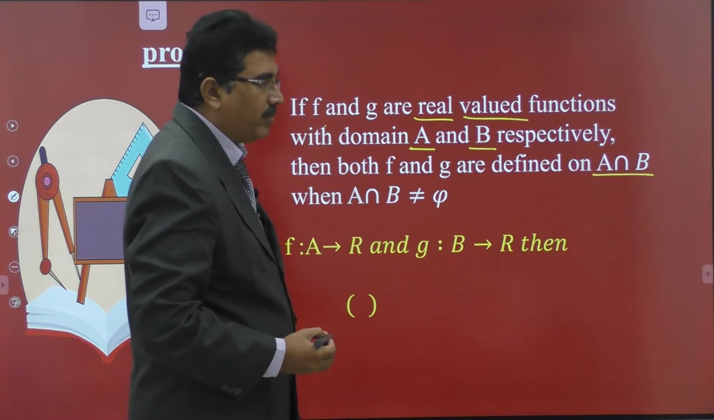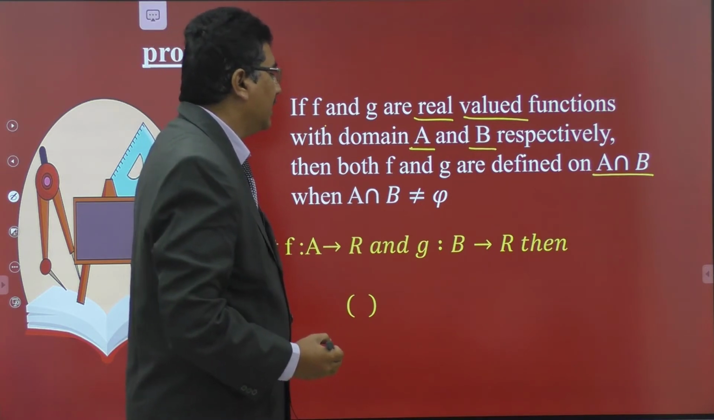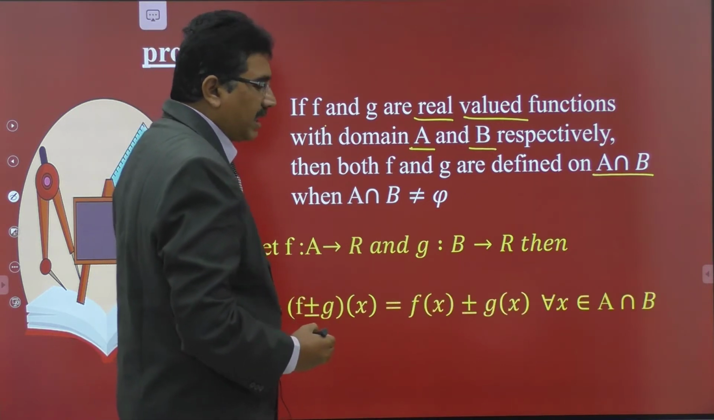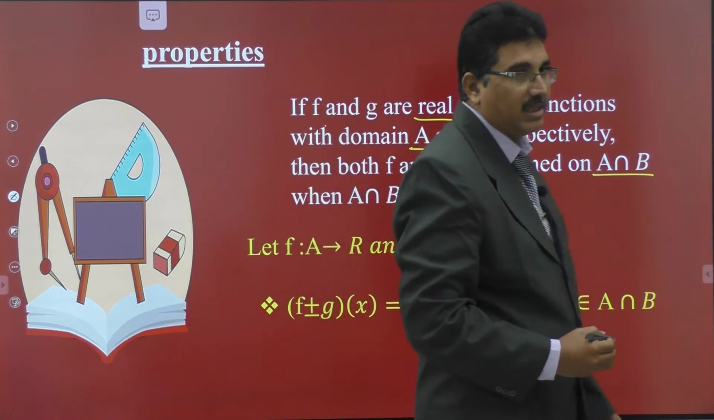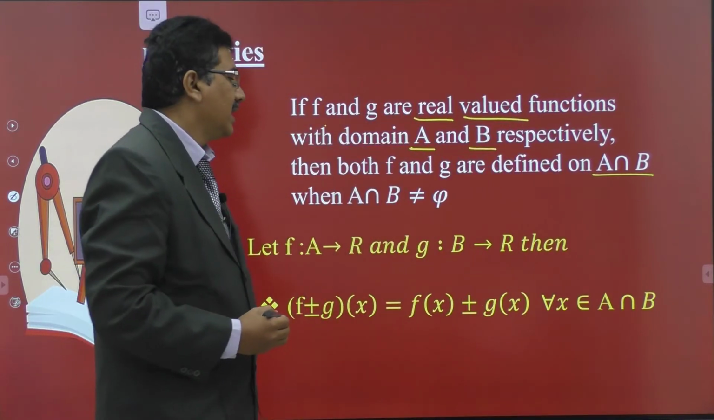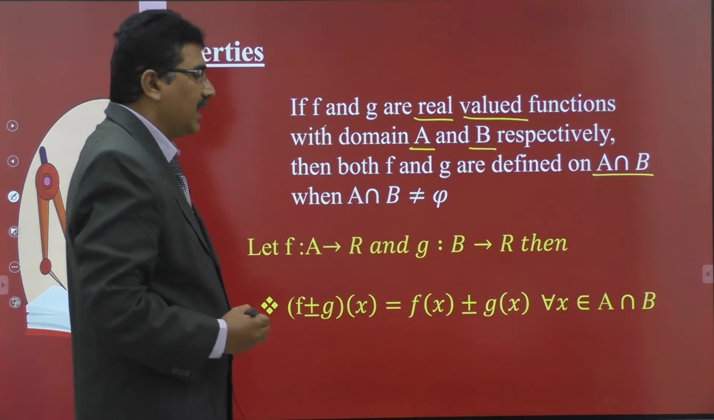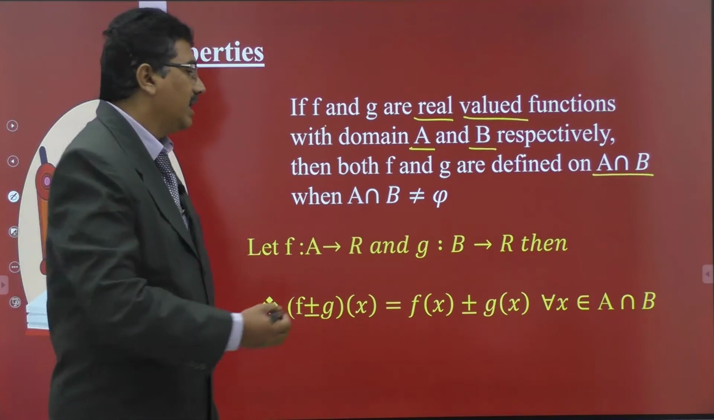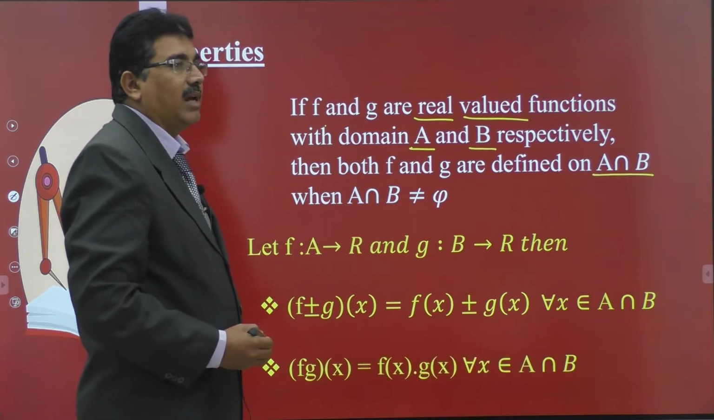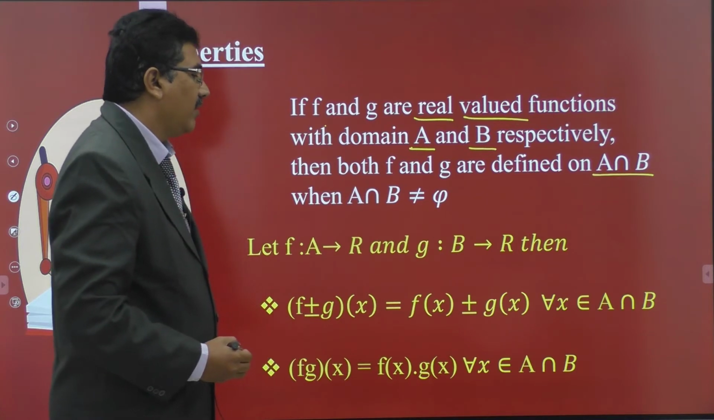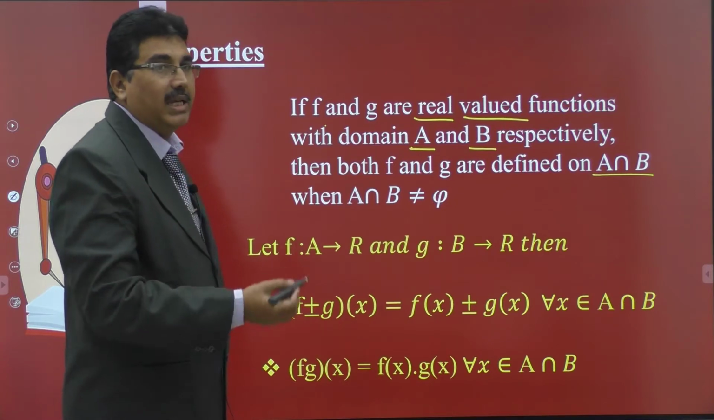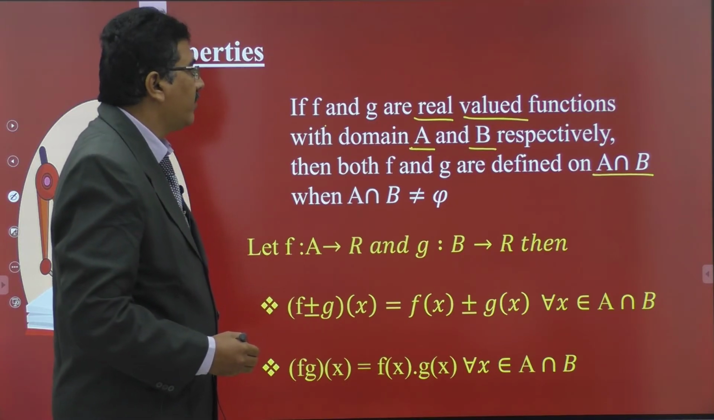Let f mapping from A to R and g mapping from B to R, then (f plus or minus g)(x) is equal to f(x) plus or minus g(x) for all x belonging to A intersection B. Now fg(x) is equal to f(x) into g(x) for all x belonging to A intersection B. Now see more operations on these functions.